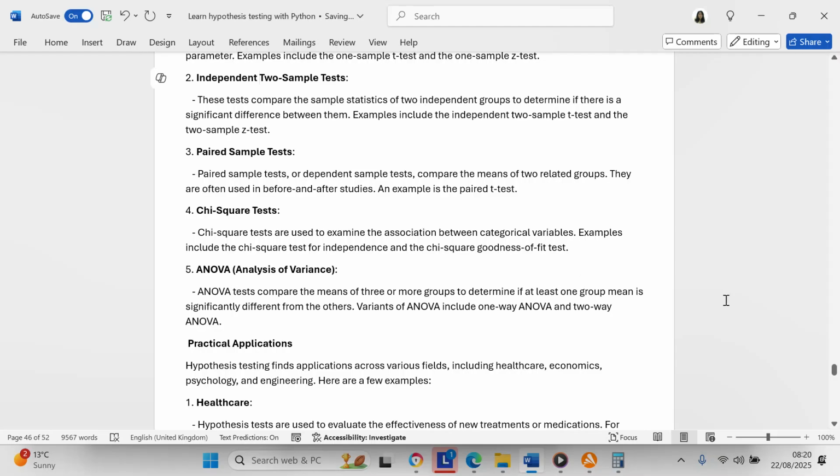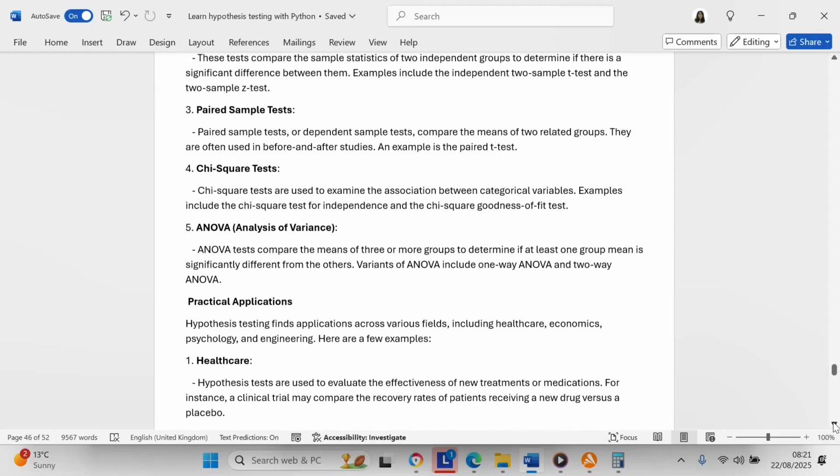Okay, then you have your chi-square test. Chi-square tests are used to examine the association between categorical variables. Examples include the chi-square test for independence and the chi-square goodness of fit test. And then you have the ANOVA, the analysis of variance. The ANOVA test compares the means of three or more groups to determine if at least one group mean is significantly different from the others. Variants of ANOVA include one-way ANOVA and two-way ANOVA.